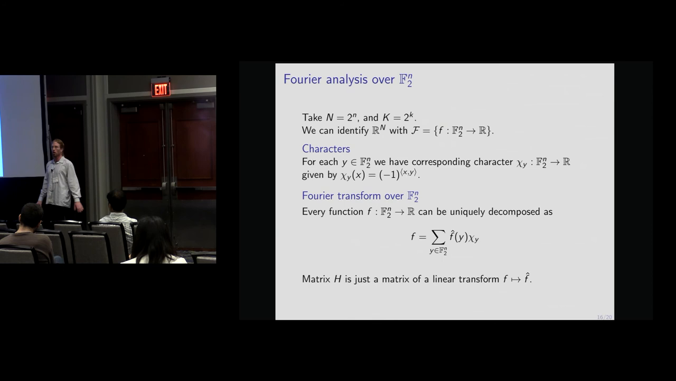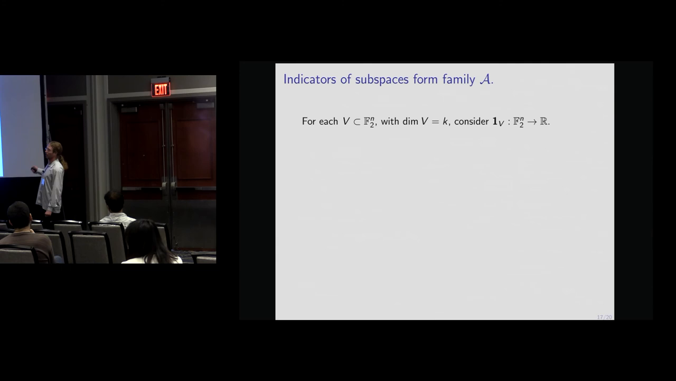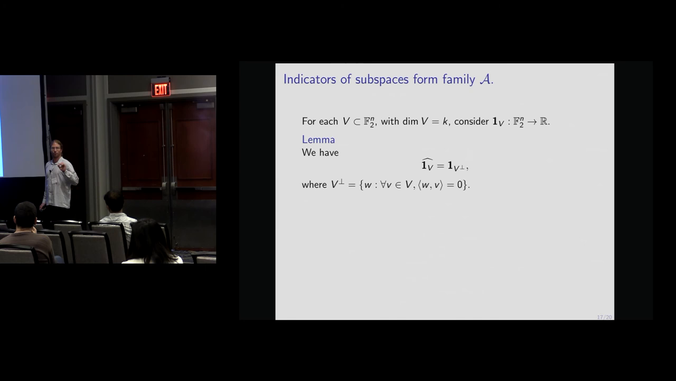So I said that what I want to do is find this family script A. It should be a large family of functions that have small support such that their Fourier transform also has small support. Now, here's a fact. Let's think of this F2 to the n as a linear space over F2. And let's look at any linear subspace in F2 to the n, and let's look at the indicator of this linear subspace.